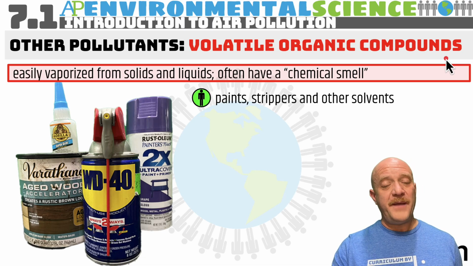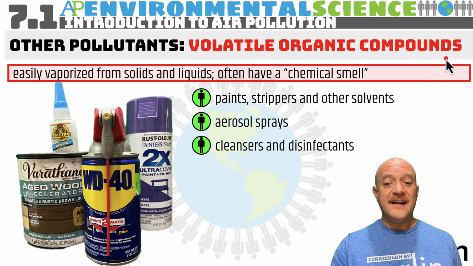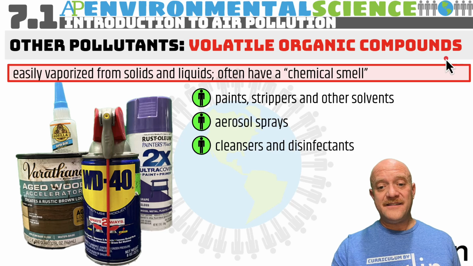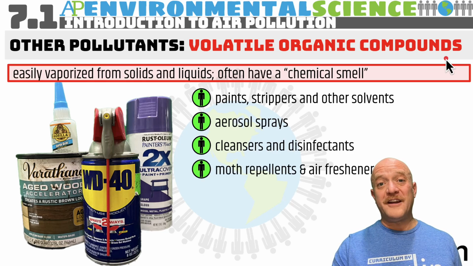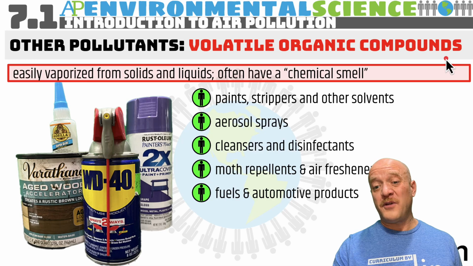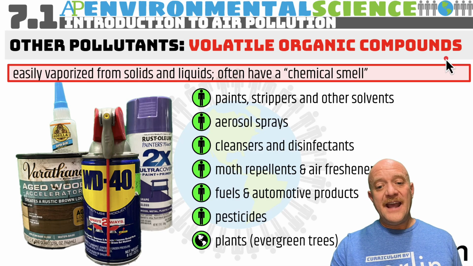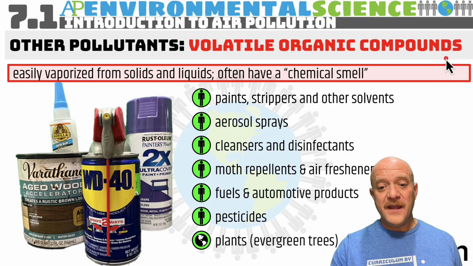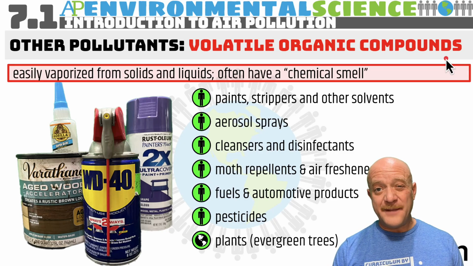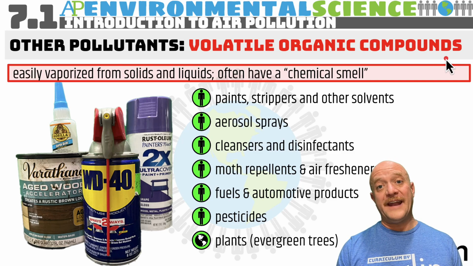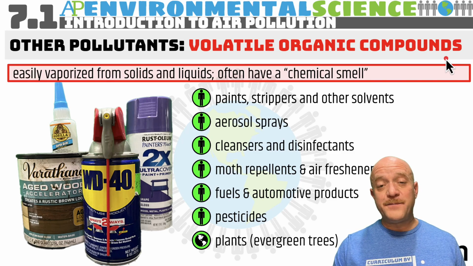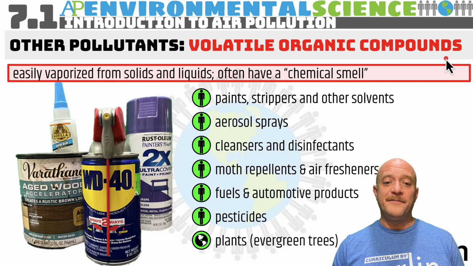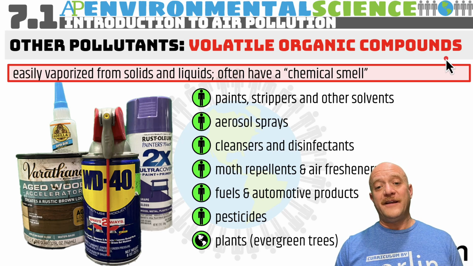So some examples are paint, paint strippers, other solvents, aerosol sprays, cleansers, any disinfectants, moth repellents or air fresheners. You have fuels, automotive products, pesticides, and a natural source is from evergreen trees or other conifers. That pine tree type smell is from volatile organic compounds. The Great Smoky Mountains, the reason why it is smoky is because there are volatile organic compounds floating in the atmosphere.